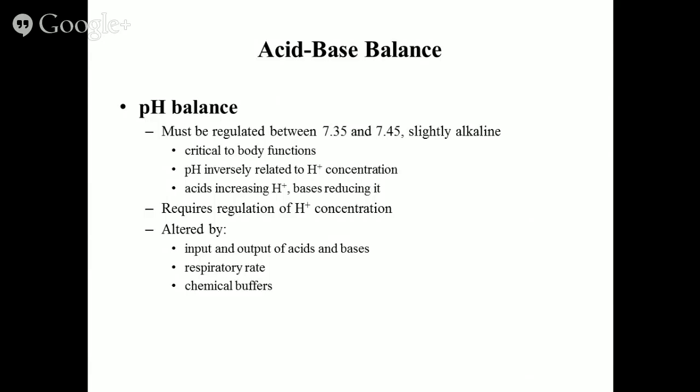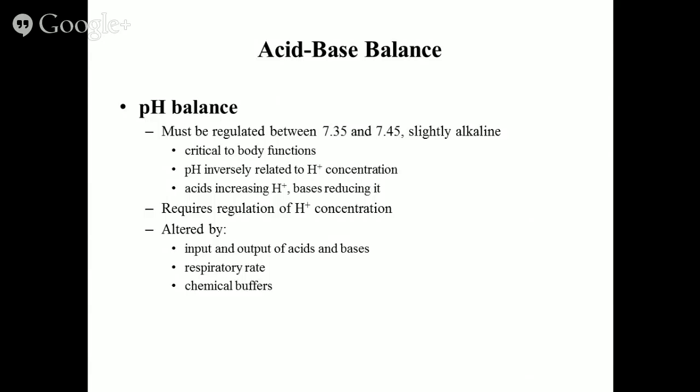You'll notice on the slide that it says that the pH is inversely related to the hydrogen concentration. So when the pH goes up, the concentration of hydrogen ions goes down. Therefore, a pH of 9 is far more alkaline and basic than a pH of 6 because it's inversely proportional. Remember, if the pH is high, the hydrogen concentration is very low. And if the pH is very low, the hydrogen concentration is really high.